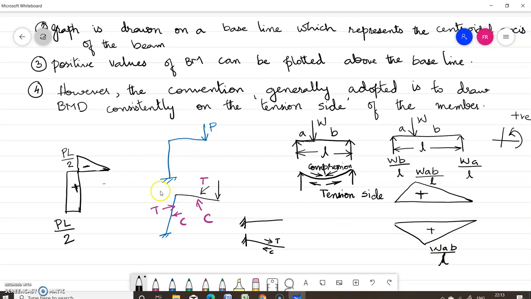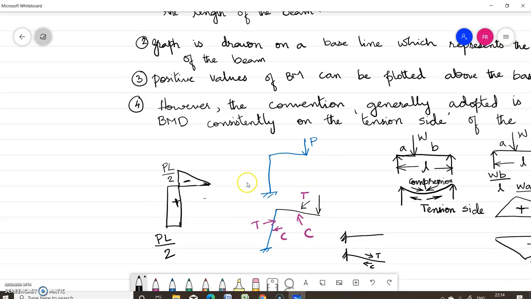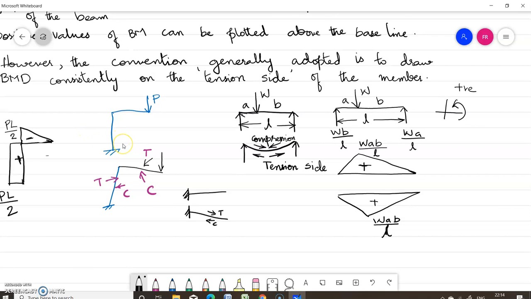Another example, you consider this frame. This has a vertical column and a horizontal beam subjected to a load. So this is a cantilever portion fixed at one end and free at the other end. When it is subjected to a load, this will bend like this, and the top portion has tension. So we will draw the bending moment diagram on the tension side. Actually, the bending moment diagram we will draw on the tension side of the beam.